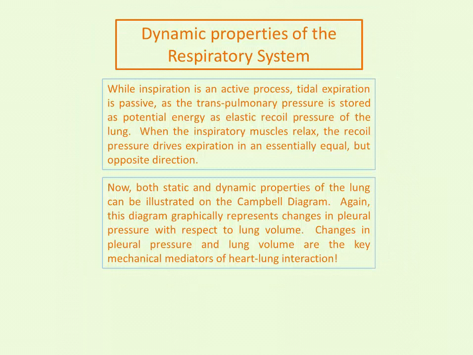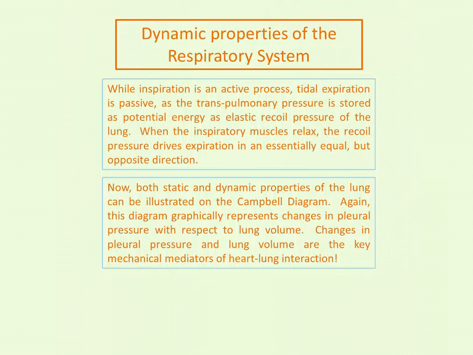So now that we've understood this, both the static properties, which we talked about in part 1, and the dynamic properties, which we're talking about in this portion of chapter 1 of the lung, can be illustrated on the Campbell diagram. This diagram is a graphical representation of changes in pleural pressure with respect to lung volume. Understanding this next slide is absolutely imperative before moving on to chapters 3 and 4 when I talk about heart-lung interactions, because the two key mechanical mediators of heart-lung interactions are changes in intrathoracic pressure, or changes in pleural pressure, which is depicted quite nicely on the x-axis of the Campbell diagram.